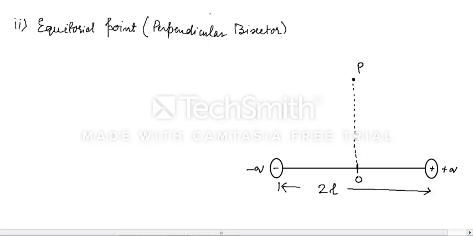So this minus q charge will produce an electric field towards itself at point P. So the electric field due to the negative q charge will be like this. Let us say this is E minus, and the electric field due to the plus q charge at point P will be directed like this. This is E plus. Okay.